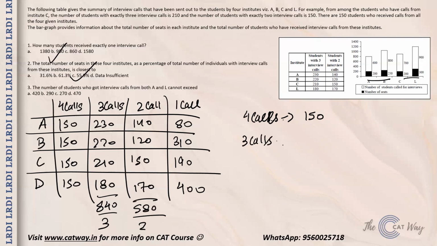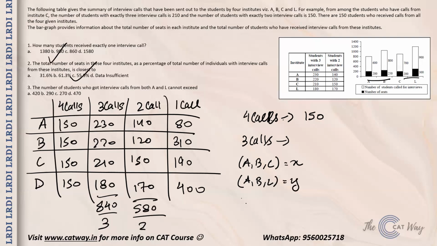Okay, and you have to identify how many people got calls from A and B. One thing that we can do is, let's say the number of people who have got interview calls from A, B and C is X. The number of people who have got calls from A, B and L is Y.